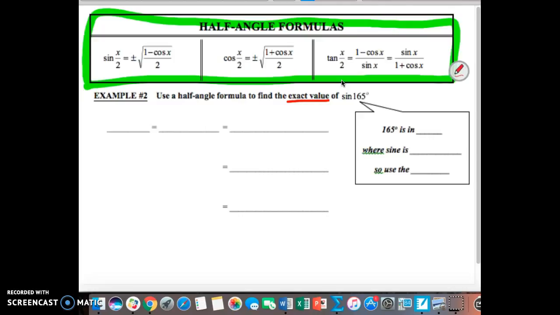We know 165 degrees is in quadrant 2, and in quadrant 2, sine is positive. Since sine is positive, we know that we will end up using the positive square root in our formula. So we're going to take sine of 330 divided by 2, because 2 times 165 is 330. So that is equal to the positive square root of 1 minus cosine of 330, all divided by 2.